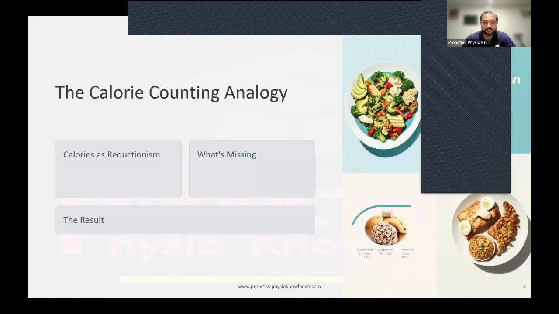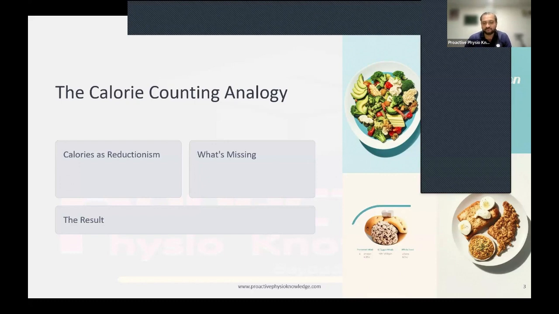Let's take an analogy with calorie counting. Calories are a form of reductionism. The calorie perspective often reduces foods to just their calorie content, ignoring other important factors like enzymes, micronutrients, fibers, and the glycemic index. When a person is obese, they cut down their food, but they don't understand that if we cut down the food, we also cut down the important enzymes as well as the micronutrients. So this reductionist view can lead us to assume that highly processed foods are equivalent to whole foods, even if they have the same calorie count.